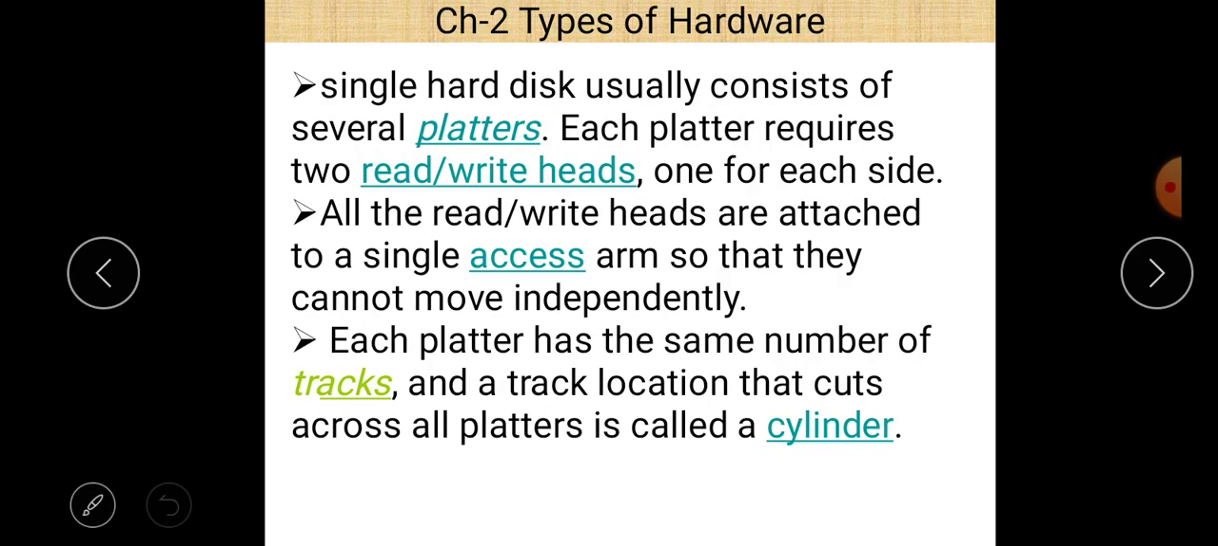So a hard disk is a magnetic disk, and a hard disk usually consists of several platters, and each platter requires two read-write heads, one for each side. All the read-write heads are attached to a single access arm so that they cannot move independently. Each platter has the same number of tracks, and the track location that cuts across all platters is called a cylinder.